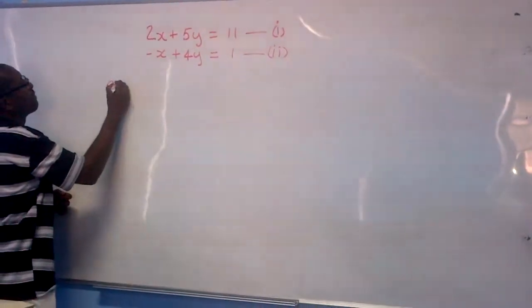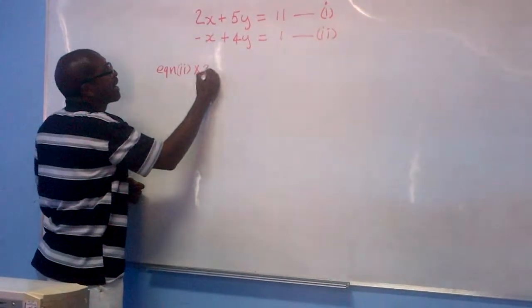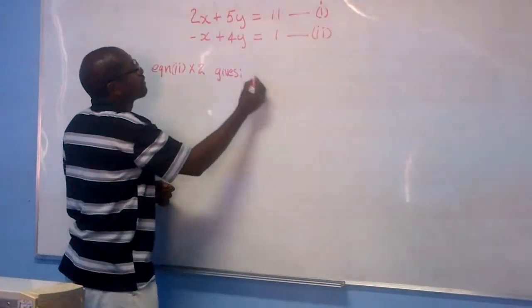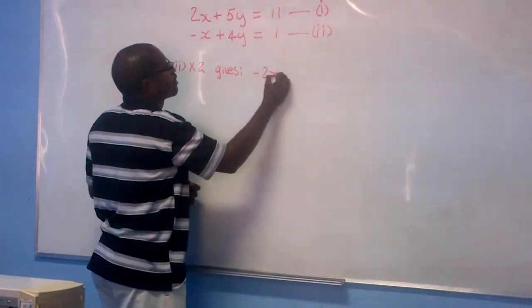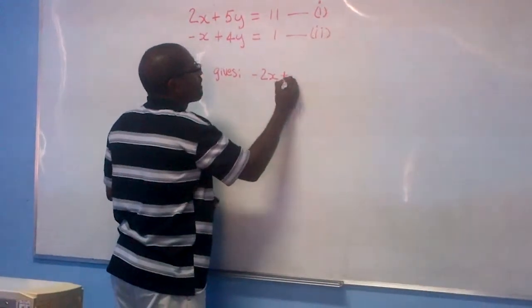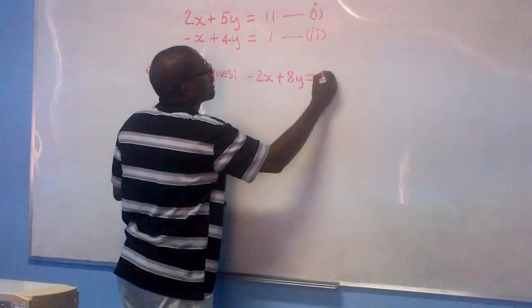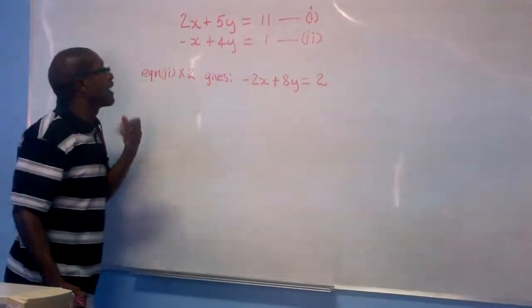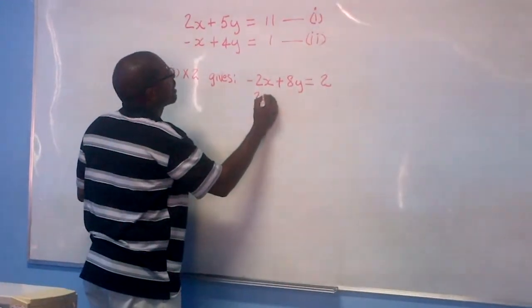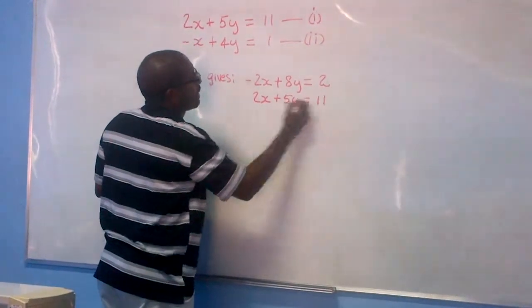So, we will take equation 2 and multiply by 2, and that gives negative 2x, because 2 multiplied by negative x is negative 2x. 2 multiplied by 4y gives 8y, and 2 multiplied by 1 gives 2. Next, we will add to that equation 1. So we will write equation 1, 2x plus 5y equals 11.